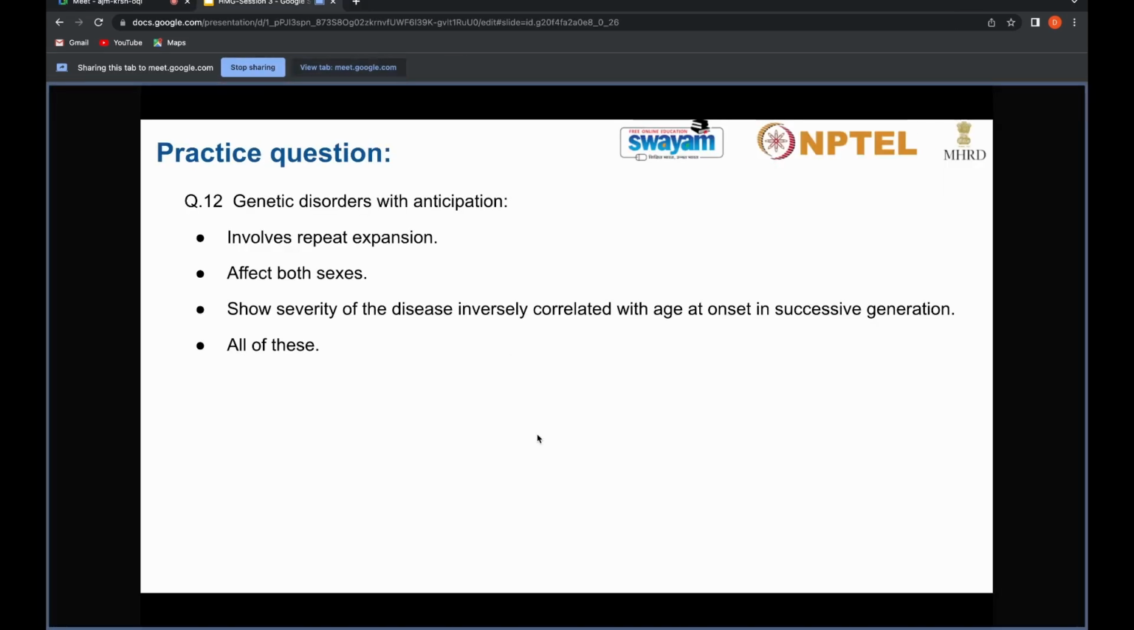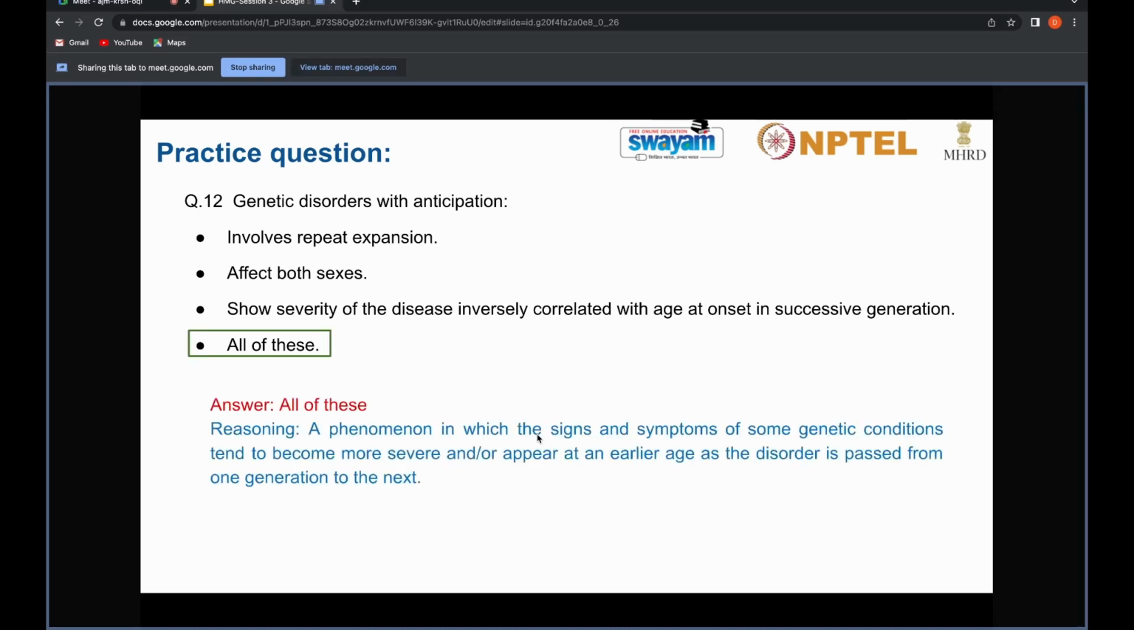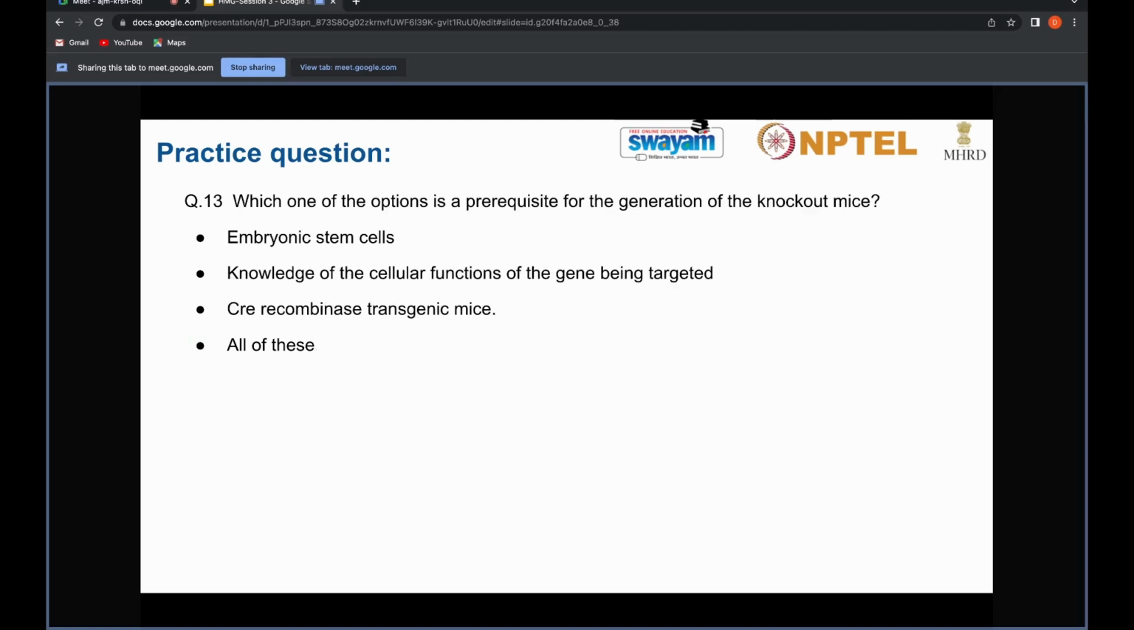I hope you all are aware about anticipation now. So the correct answer will be all of these, because anticipation involves repeat expansions. It can affect both the sexes and it also shows that severity is inversely correlated with the age at the onset in successive generations, as we have discussed in the beginning, how the repeats are expanding and how it affects. So the correct option will be all of these.